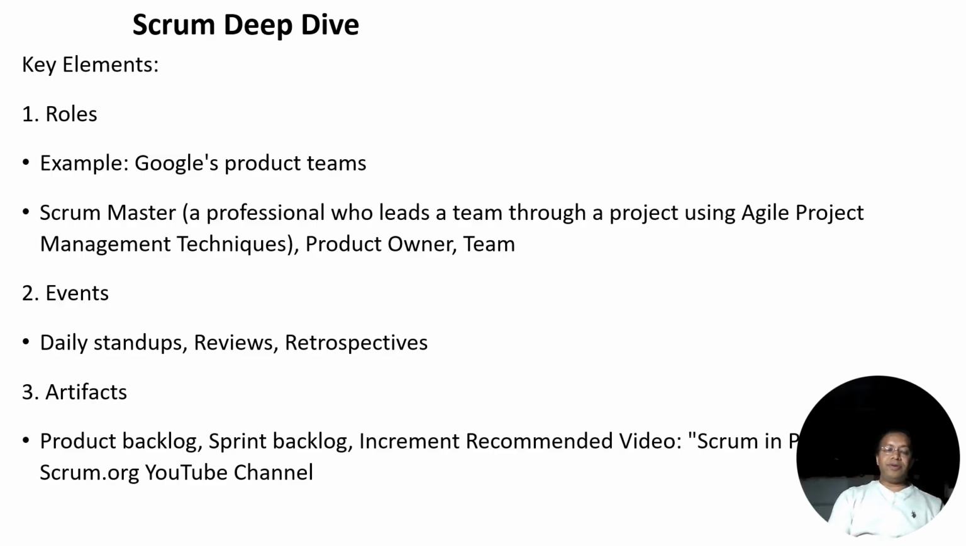Let's go a little bit deeper into Scrum and figure out what happens in Scrum itself. First and foremost, there are different roles. The Scrum Master, a professional who leads a team through a project using agile project management techniques. There's a product owner, and there's also a team. So obviously there are these roles that individuals and teams play in a Scrum framework.